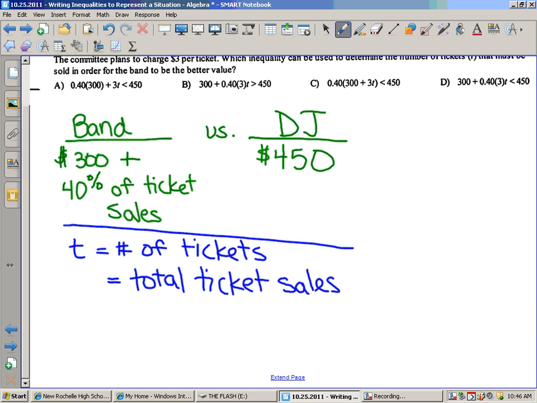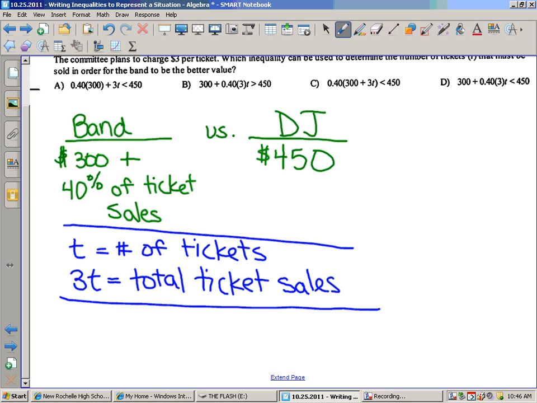Suppose I sold 10 tickets. How much money would I bring in? It's $3 a ticket, 10 tickets. $30. How'd you figure that out in your head? Times it by 3. So total ticket sales is going to be 3T. Does that make sense to you? See how I thought about it and figured it out?